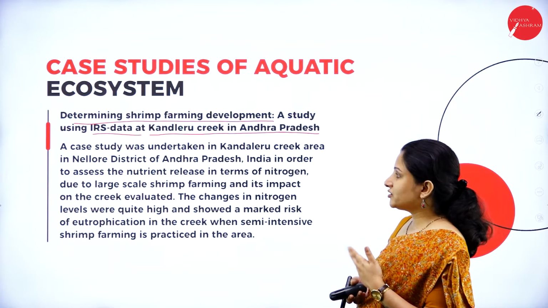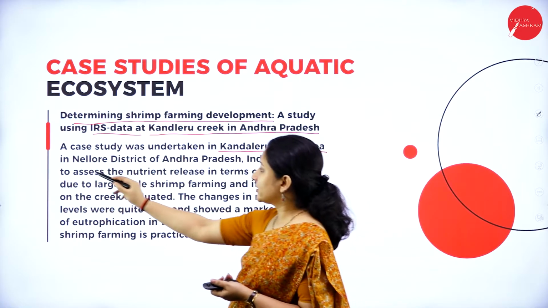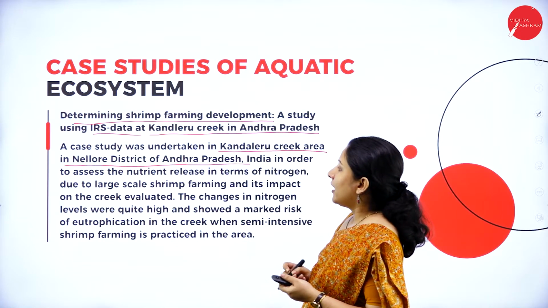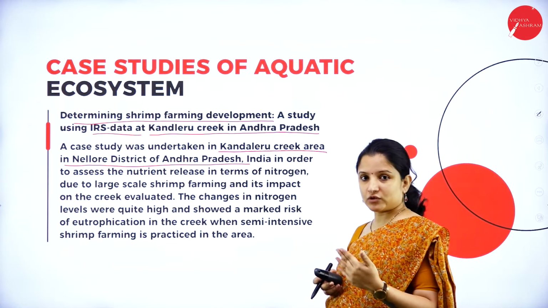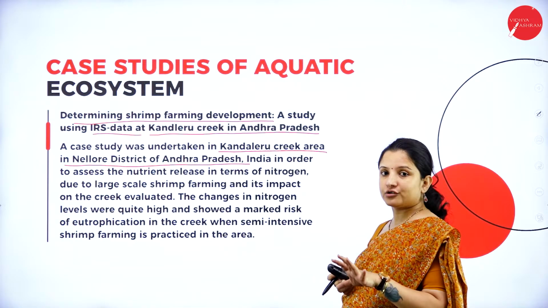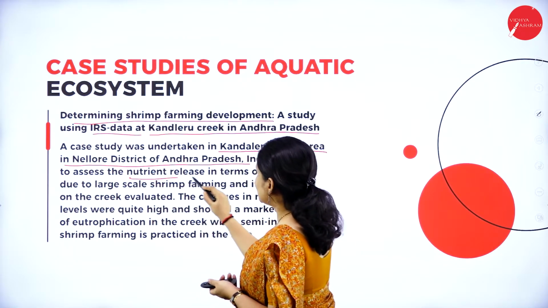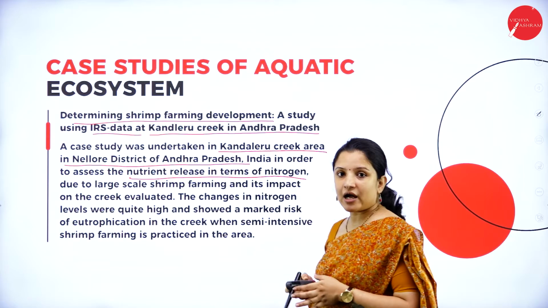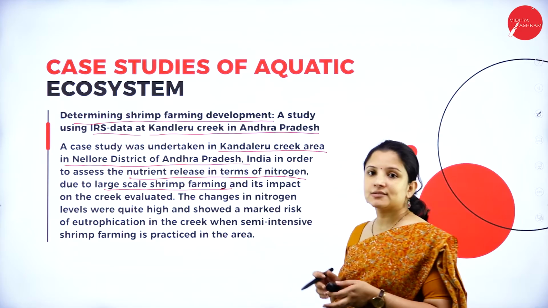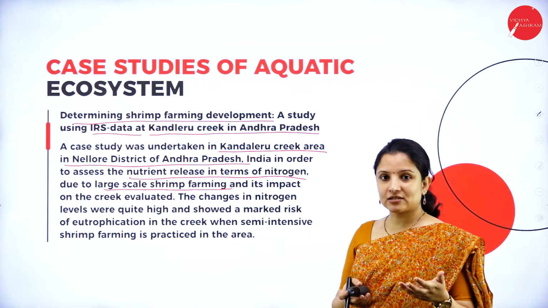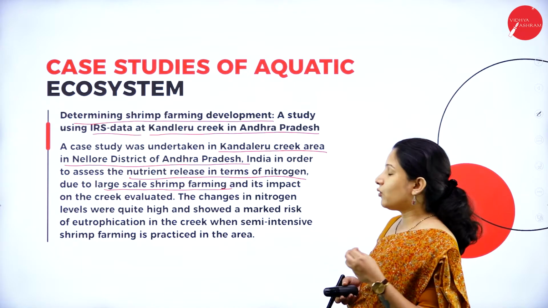What happened here was, this case study was undertaken in Kandaleru Creek area in Nellore district of Andhra Pradesh. What they did was, they assessed the water of that particular creek or natural source of water where shrimp cultivation was done. There they found out the nutrient release in terms of nitrogen was very large because of shrimp farming. So it is true, right? Aquatic animals, whenever they feed on something and when they excrete, their excreta contains lots of nitrogen.